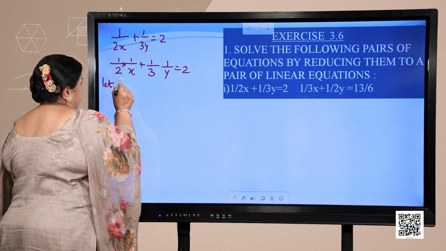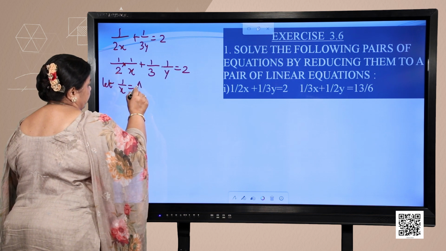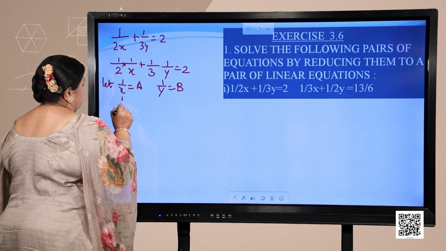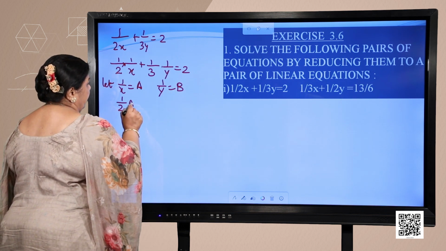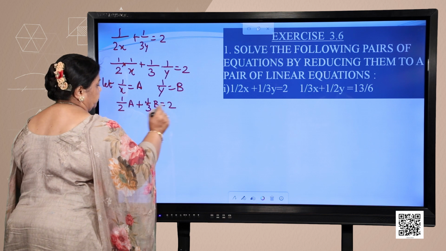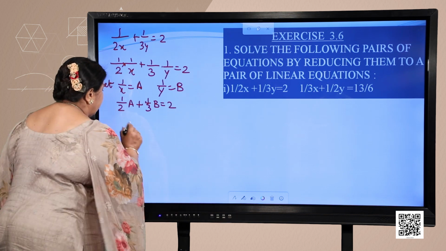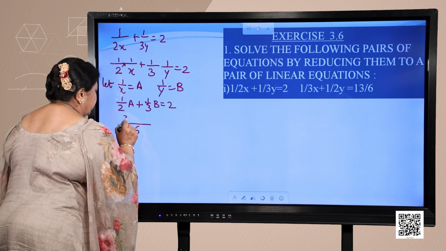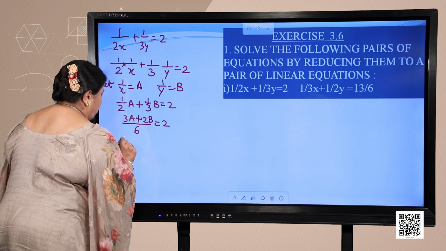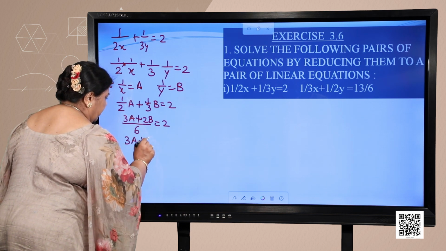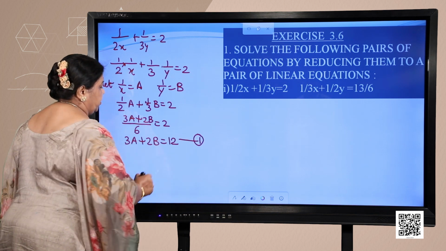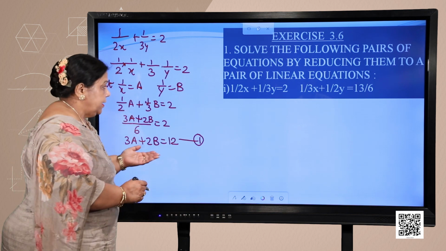Here, let me take 1 upon x as a and 1 upon y as b. So, the equation becomes 1 upon 2 a plus 1 upon 3 b is equal to 2. Now, if I simplify this, I get the LCM as 6 and this reduces to 3a plus 2b is equal to 12. This is my first equation obtained in the form of a linear equation, general form.